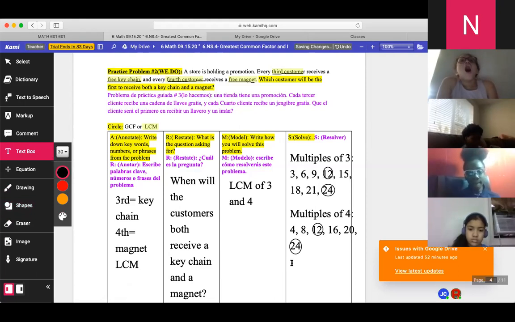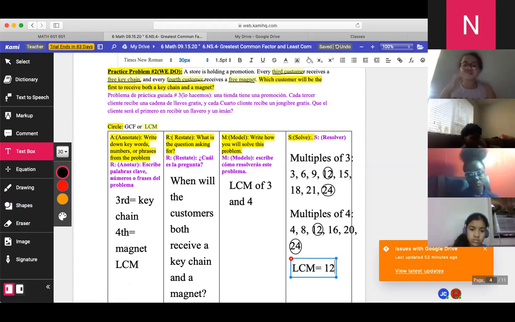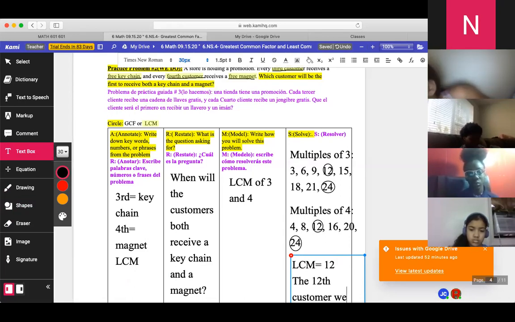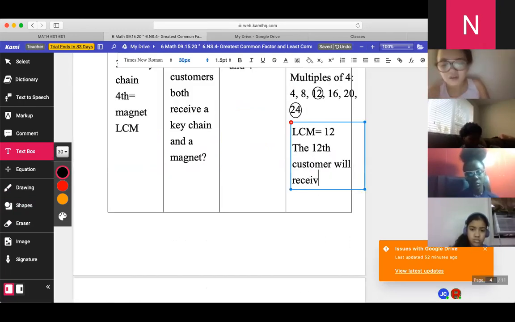The 12th customer. So the LCM would be 12. I love how you put the unit. The 12th customer will receive both. Oh my goodness, I can't even spell. Maybe I shouldn't be the note taker today.